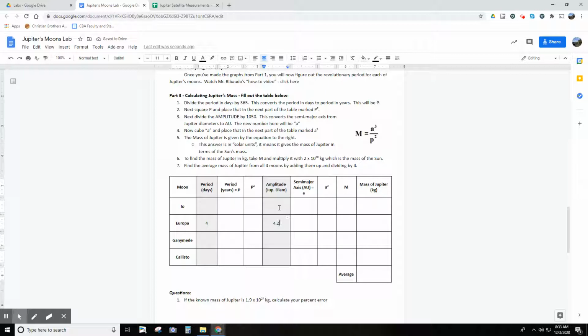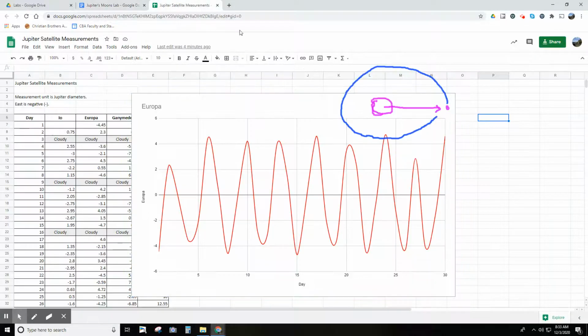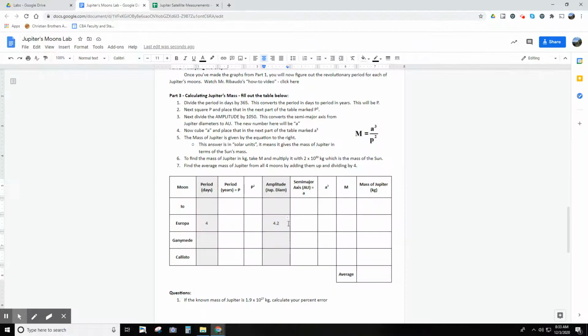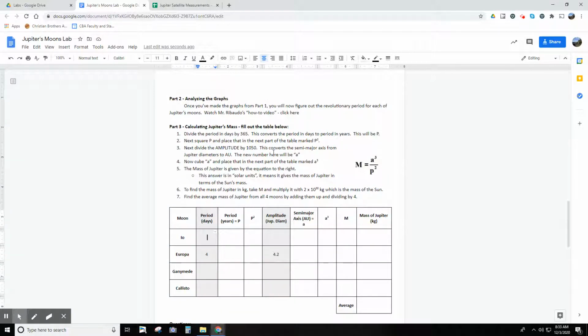That's the semi-major axis. In other words, that's the radius of its orbit. And so you just type that number in there, or write that number in there. And you're going to do that with all 4 moons, and just put those numbers in there, and that's part 2 of the lab.